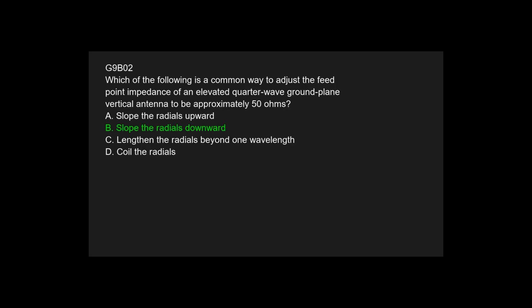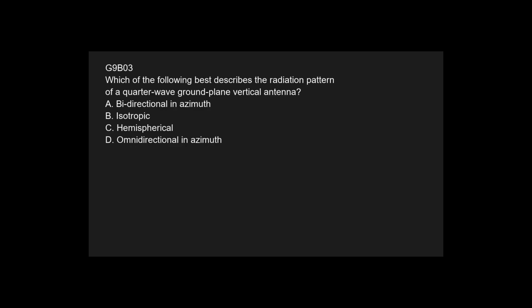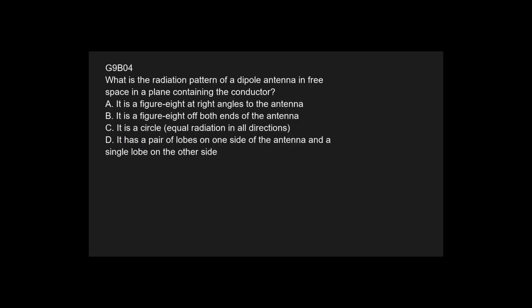The correct answer is B. Slope the radials downward. Question. Which of the following best describes the radiation pattern of a quarter wave ground plane vertical antenna? The correct answer is D. Omnidirectional and azimuth. Question. What is the radiation pattern of a dipole antenna in free space in a plane containing the conductor?